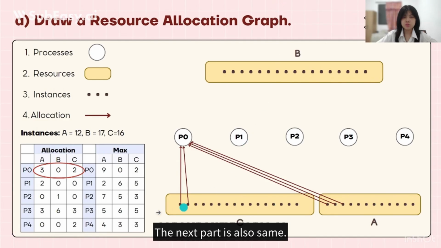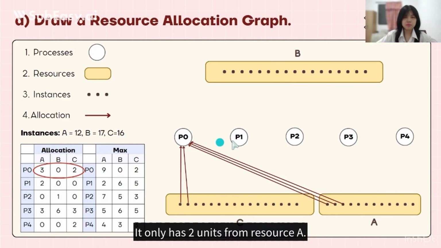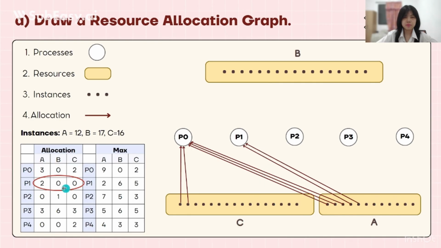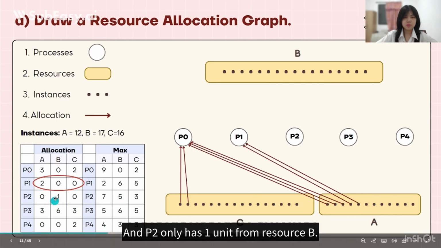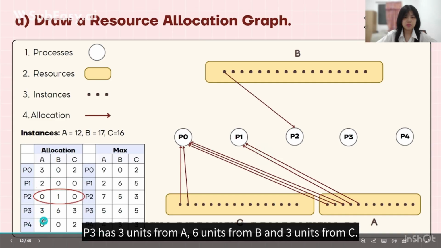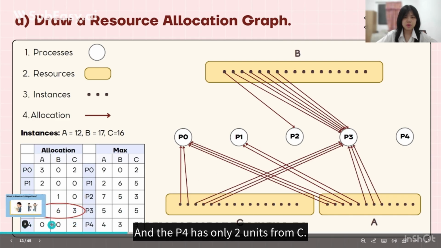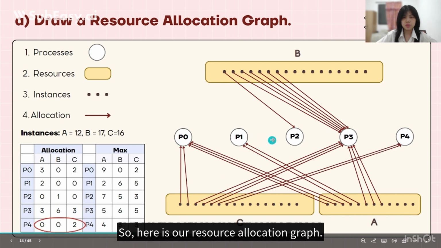The next part is also the same. We look at P1. It only has 2 units from resource A. And P2 only has 1 unit from resource B. P3 has 3 units from A, 6 units from B, and 3 units from C. And P4 has only 2 units from C. So here is our resource allocation graph.